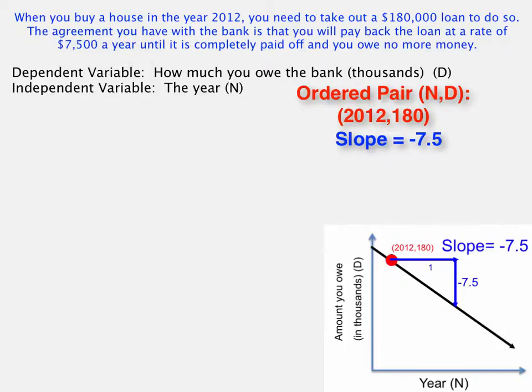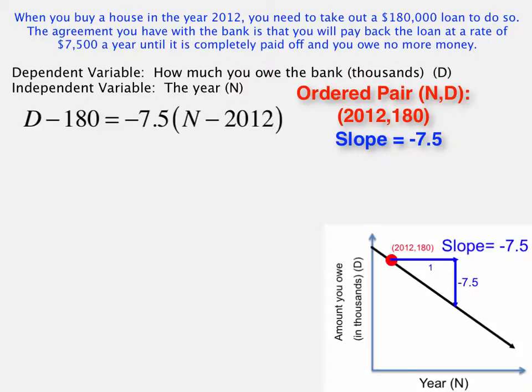So now that we have a rate of change, or a slope, and an ordered pair, we're ready to use these two pieces of information to create an equation to model this relationship using the point-slope form of a linear equation. Alright, in this case, our equation would be D minus 180 equals negative 7.5 times the quantity N minus 2012.